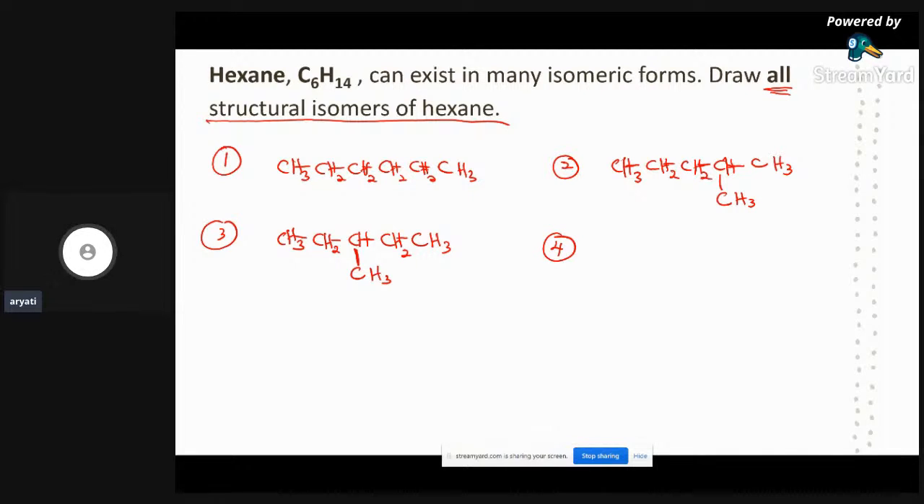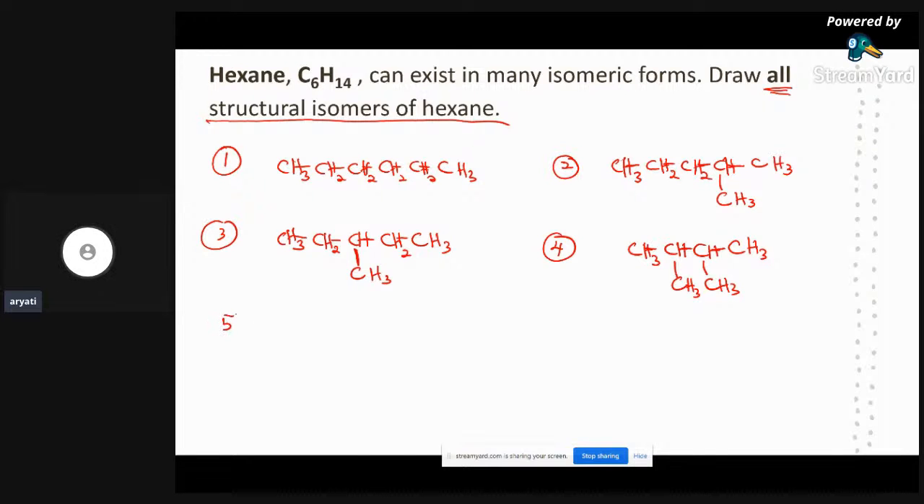Okay, so now we change the number of carbon skeletal for the parent. So daripada 5 kita reduce to 4. Okay, so kita letakkan branch at carbon number 2 and carbon number 3. So sini CH3, CH3, CH3, so 9, 10, 11, 12, 13, 14. Okay.